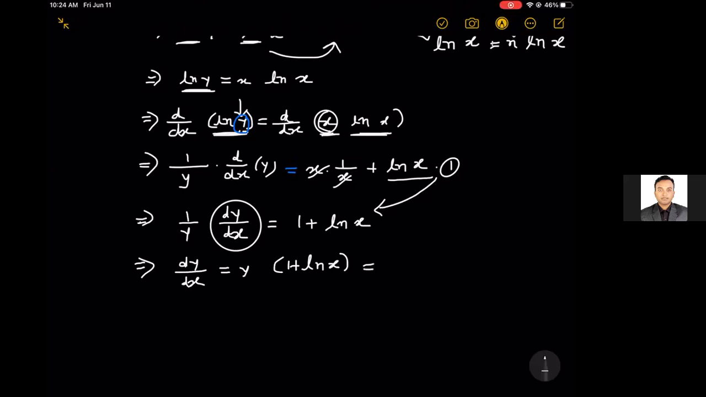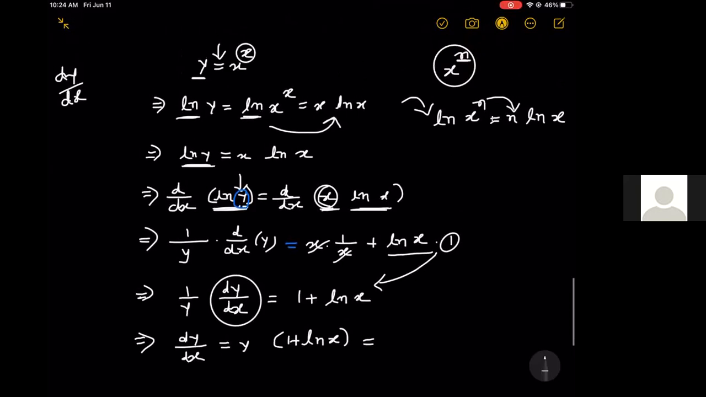And we know the value of y. Can you tell me the value of y? Anyone? It exists at the top. If you scroll up, you can see that y is equal to, where was it? It's x to the power of x. Very good. So we'll just replace it by x to the x. And that's it. That is our answer.